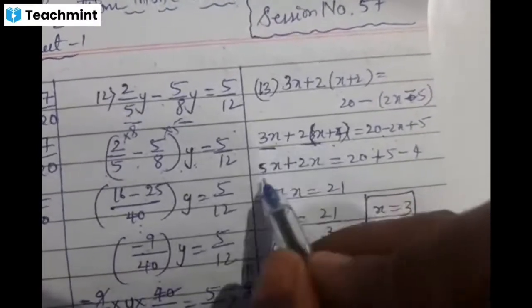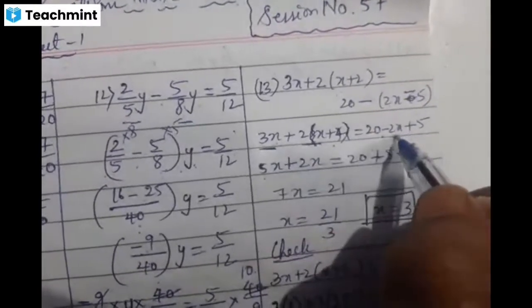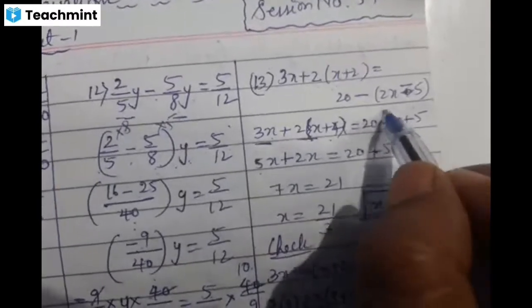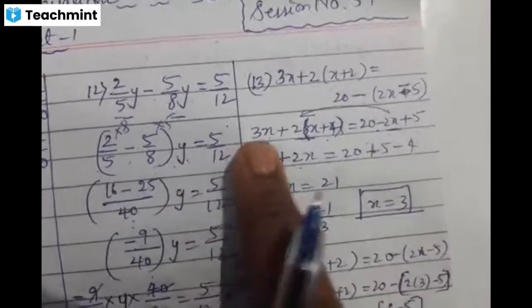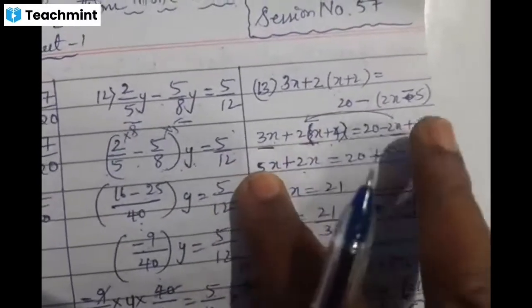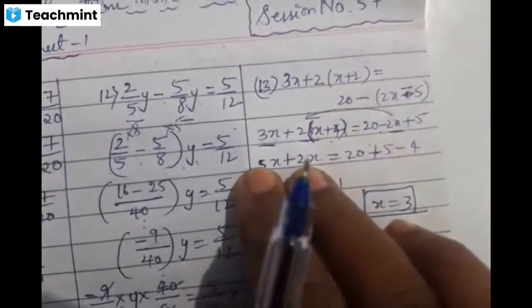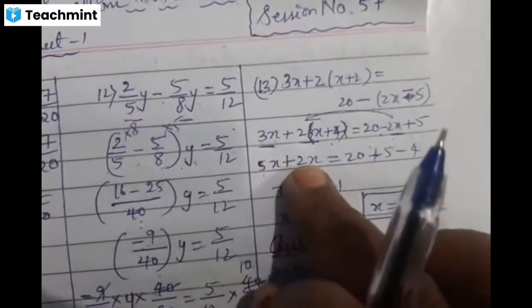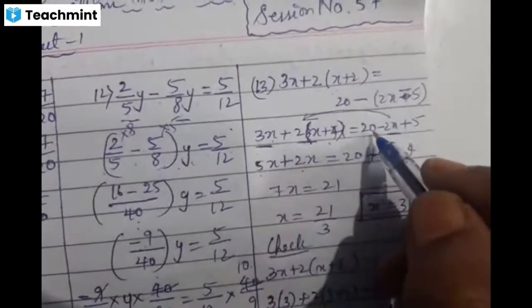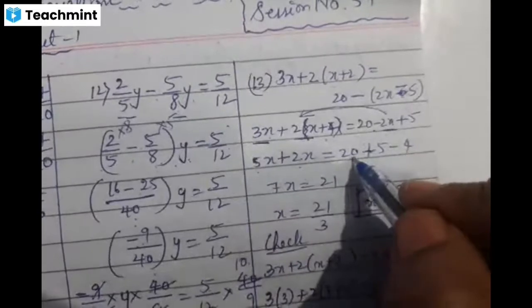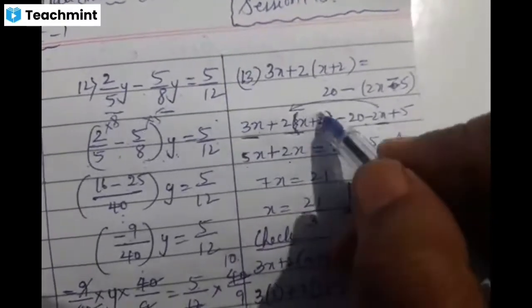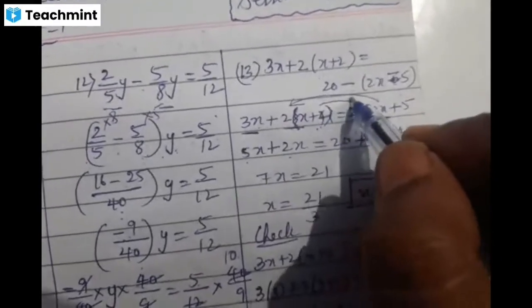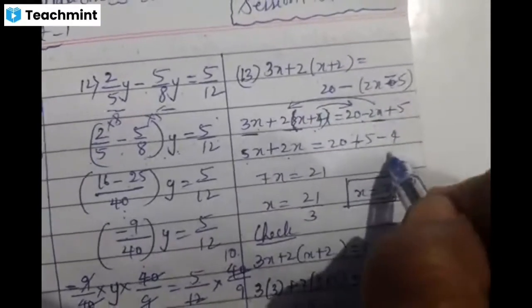3x plus 2x is 5x. On the right hand side, we have minus 2x. If I take it to the left hand side, it becomes plus 2x. Then this minus 2x, I am going to take it to the left hand side. I write plus 2x. Now here on the right hand side, 20 as it is, plus 5 as it is. But here on the left hand side, we have plus 4. If I take it to the right hand side, it becomes minus 4.